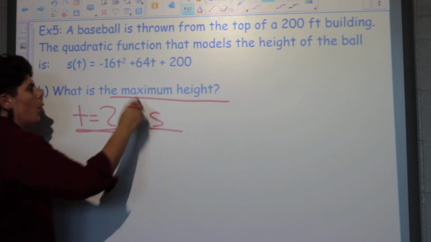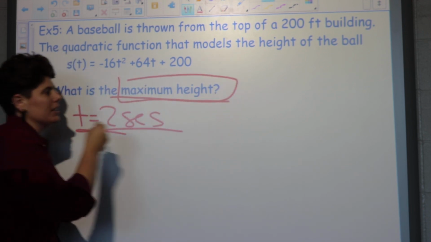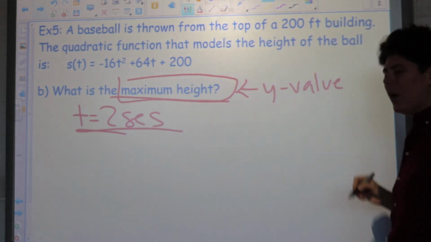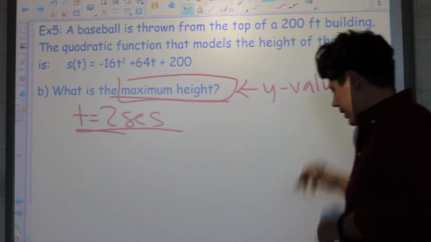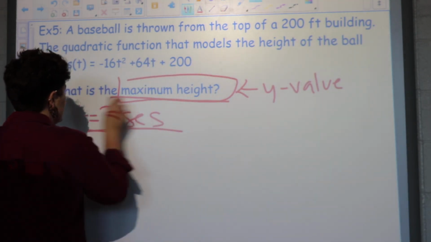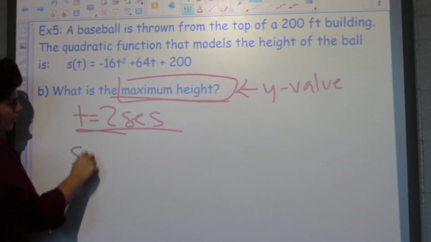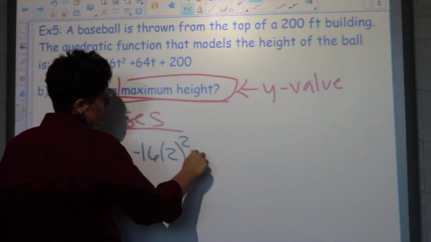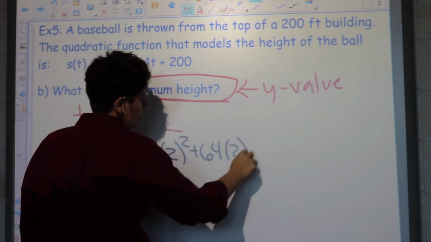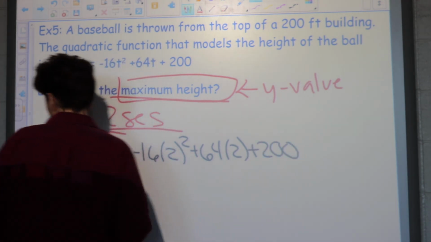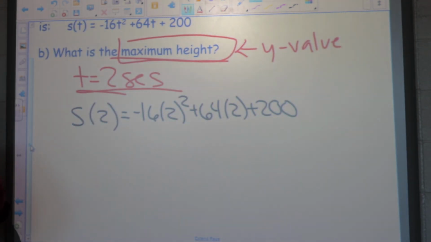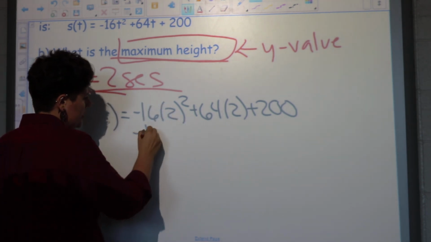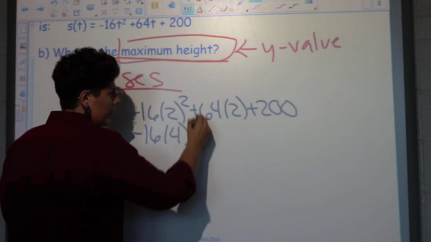So if we want to know what is the maximum height, that's talking about the y value. When is the x? What is the y? So our job is to take 2 seconds and plug it into s of t. So we're looking for s of 2. So negative 16 times 2 squared plus 64 times 2 plus 200. All right, here. So we have negative 16 times 2 squared. So that's negative 16 times 4 plus 64.